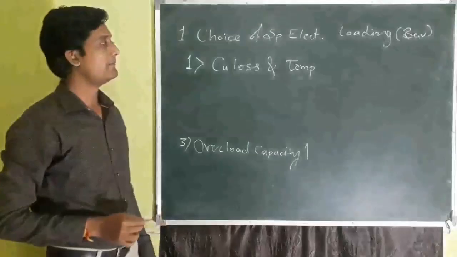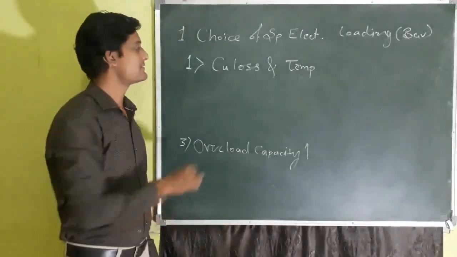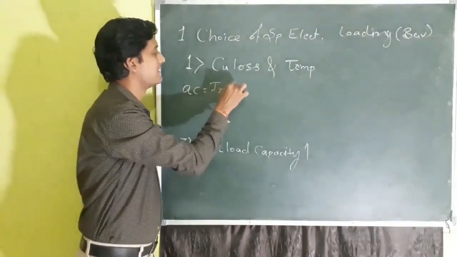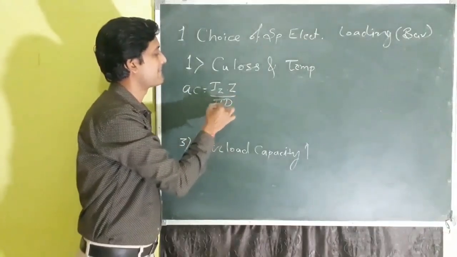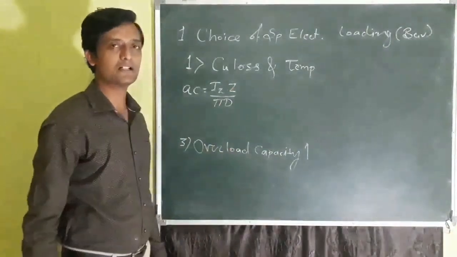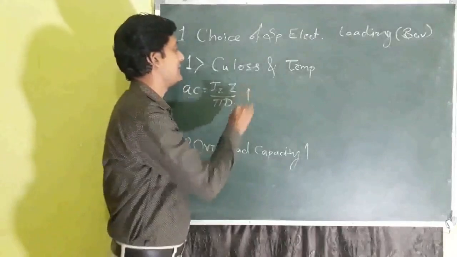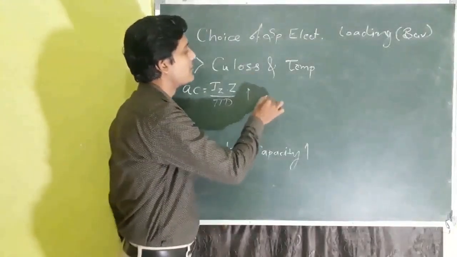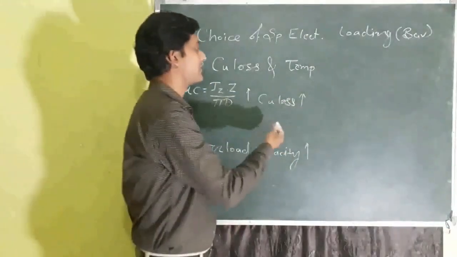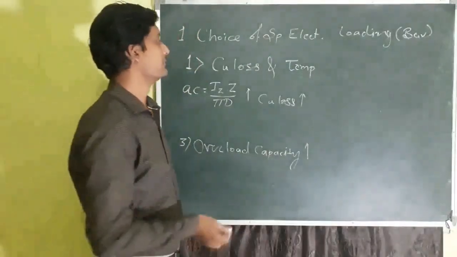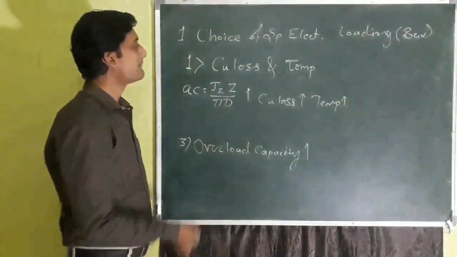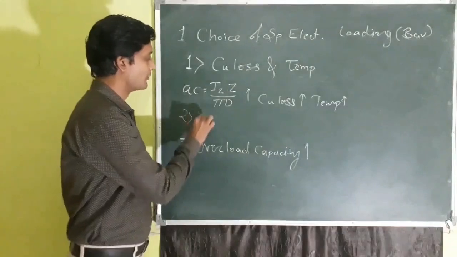Now suppose the specific electrical loading is increased. The specific loading ac is equal to Iz into Z divided by pi D. So if Iz and Z are increased, the product of the number of conductors and the current flowing through the conductor is increased, therefore the ac value is increased. If ac is increased, the copper losses also increase, and the copper loss is nothing but power loss due to heat, meaning the temperature also increases. Then the next factor is voltage.